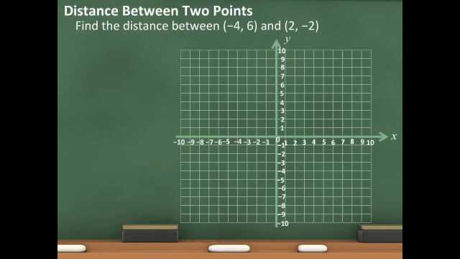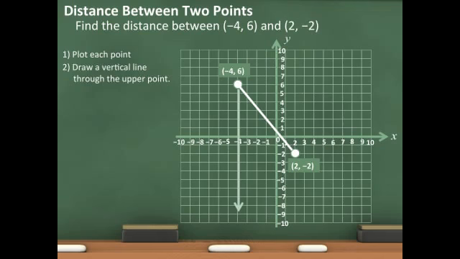In this example, we will find the distance between the points -4, 6 and 2, -2 by applying the Pythagorean Theorem. Start by plotting each point on the rectangular coordinate system and drawing the line between the points. Then form a right triangle by drawing a vertical line through the upper point and drawing a horizontal line through the lower point. These lines intersect at the point -4, -2. This corner forms the right angle.